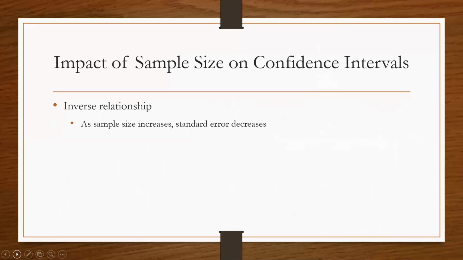All right. This is a really quick slide. Basically, the impact of the sample size on the confidence interval is an inverse relationship. So as sample size increases, standard error decreases, or the opposite is also true. As standard error increases, then sample size decreases.